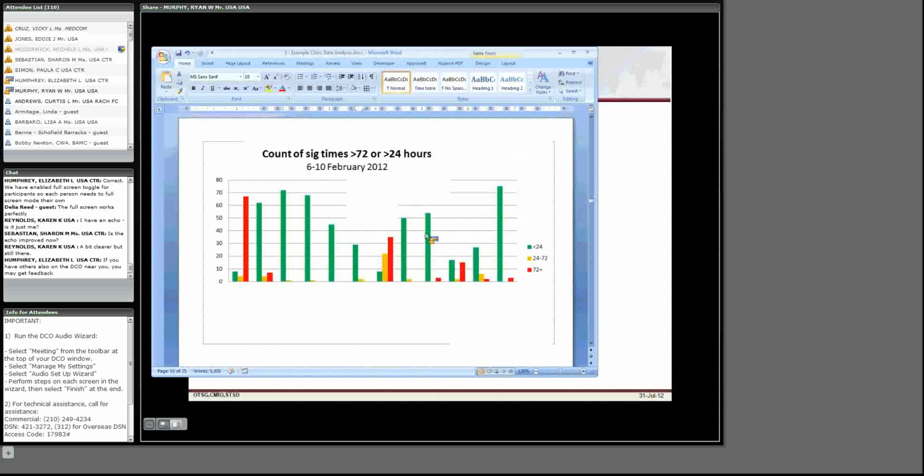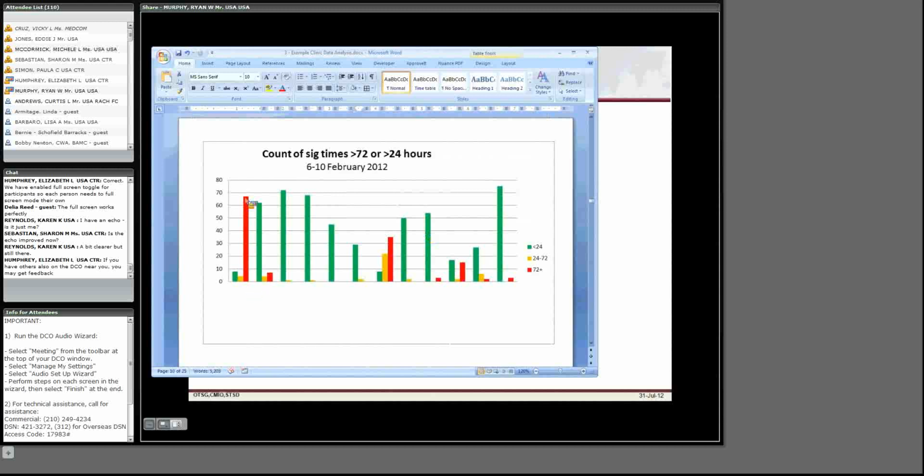Then we take the category of when they're signing. So this is the less than 24, between 24 and 72, and then greater than 72. Greater than 72 is outside the standard. So you can see that this provider had a lot of red.